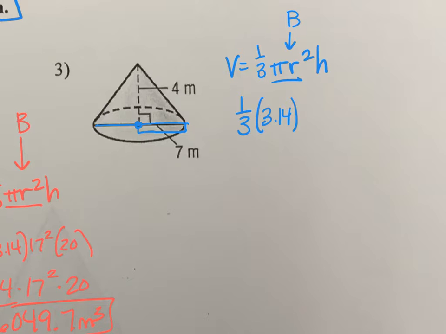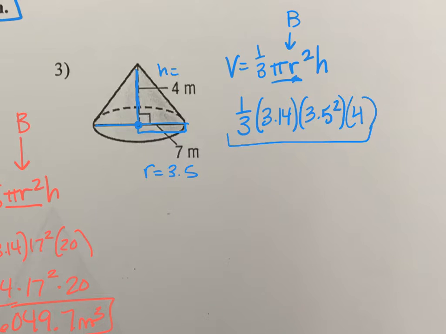So take that 7 and divide it by 2. So 7 divided by 2 is 3.5. So that's what you want to plug in for R. 3.5 squared. And then your height is 4. So times 4. Okay. Plug it in the calculator just like that, or you can use times between each number.